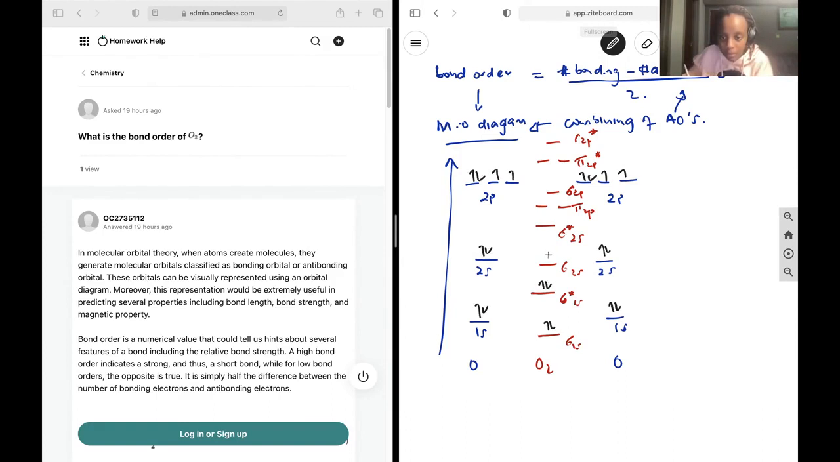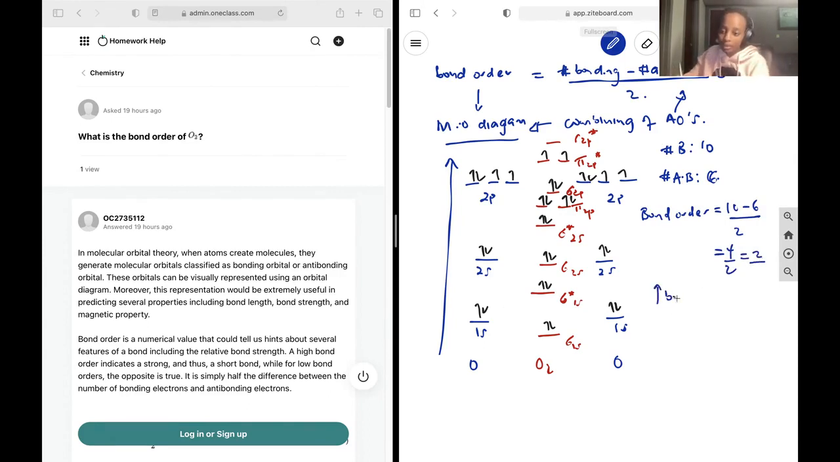So we're going to get 2 here, 2 here, 2 here, 2 here. Next up, let's fill in the lowest one first. That took up 4. That leaves us with 4 more. And that is going to look something like that. Okay, so for our number of bonding electrons, we have 2, 4, 6, 8, 10. For our number of antibonding electrons, we have 2, 4, 6. So our bond order would be 10 minus 6 over 2. That's 4 over 2, and that is going to give us 2.